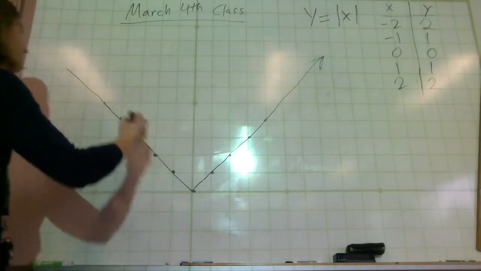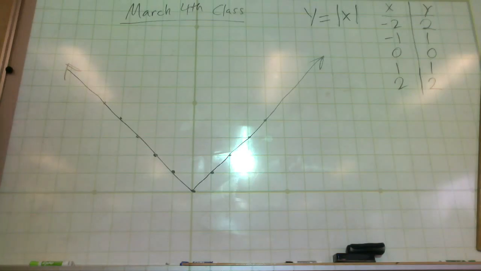So this one is a true V. So again, it might be shifted up, down, left, right if we have like absolute value of x plus whatever, but you're going to have something like this.